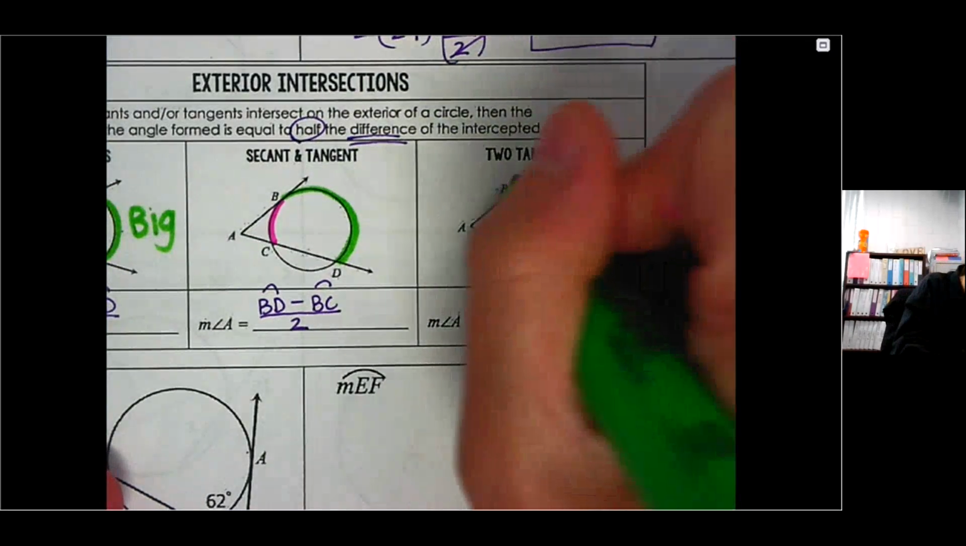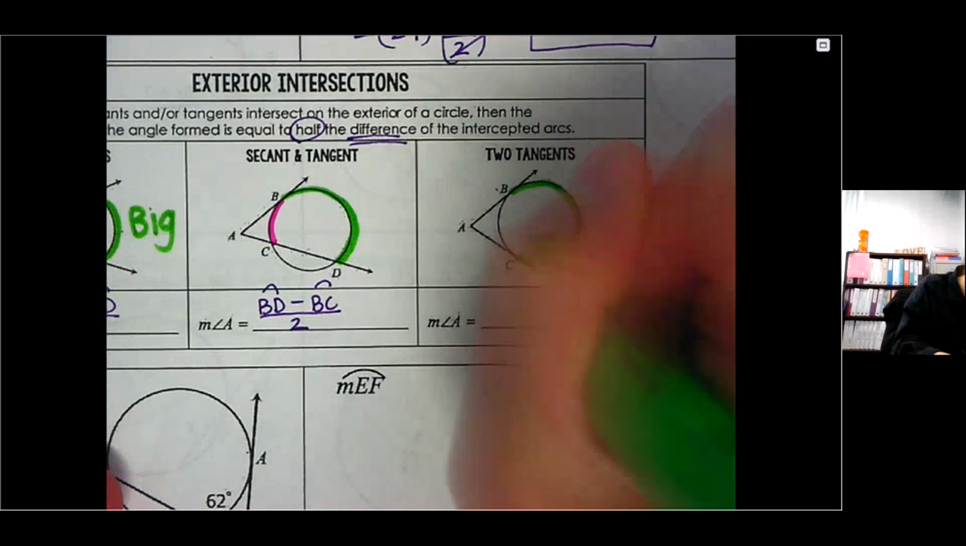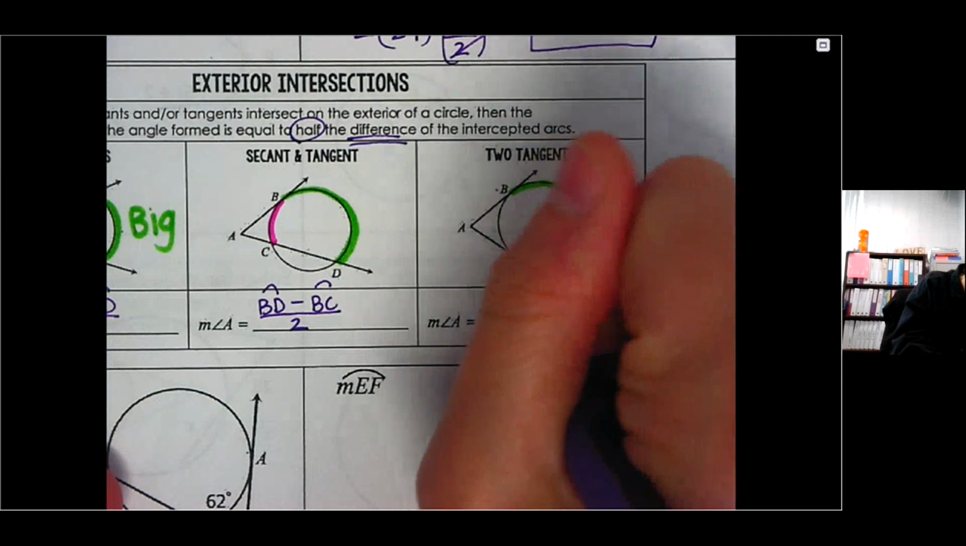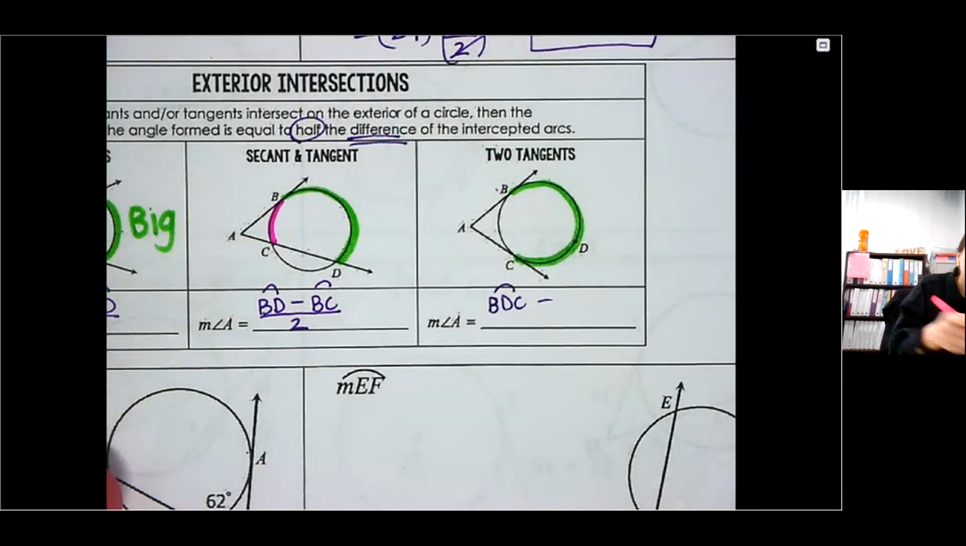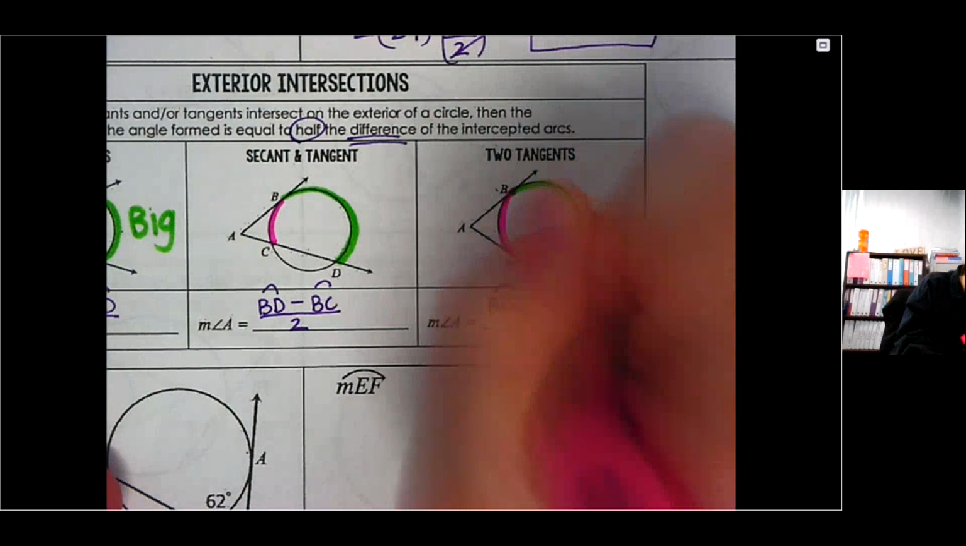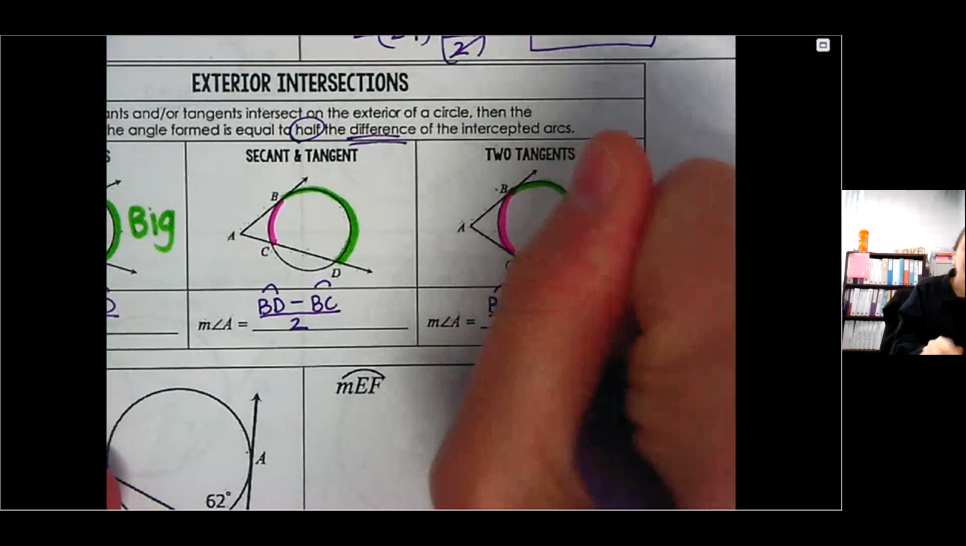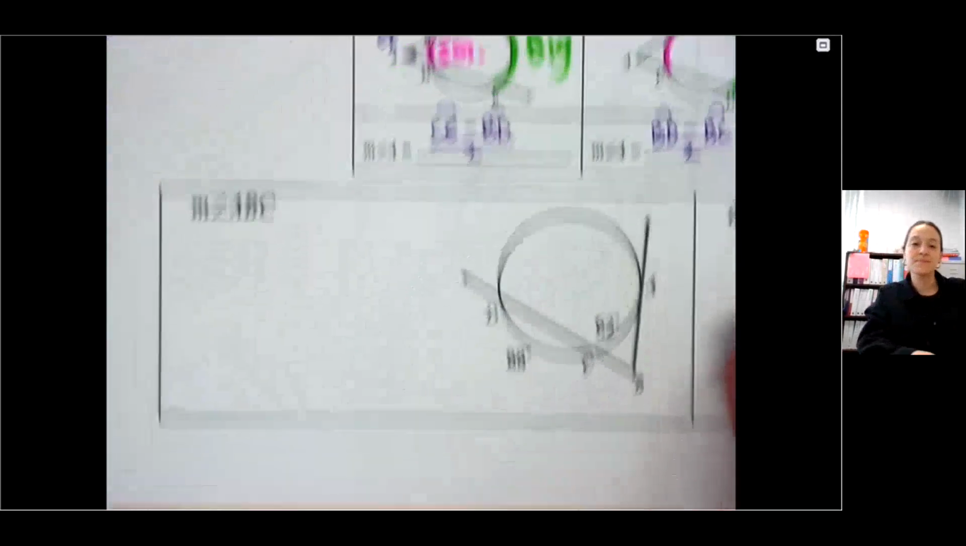Last one, my big arc is a major arc, BDC. I use 3 letters because it is a major arc. It's bigger than 180. Minus my small arc is BC. And then divided by 2. So I'm going to use that equation for all of these problems.